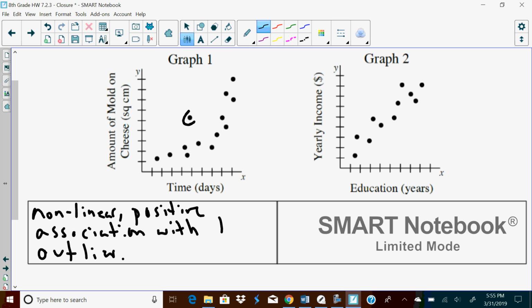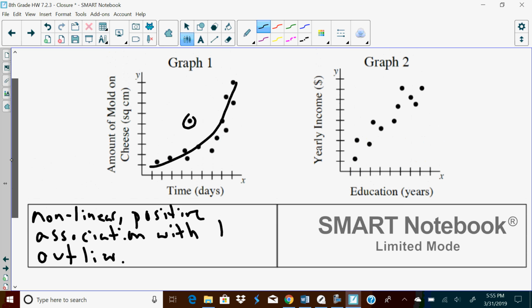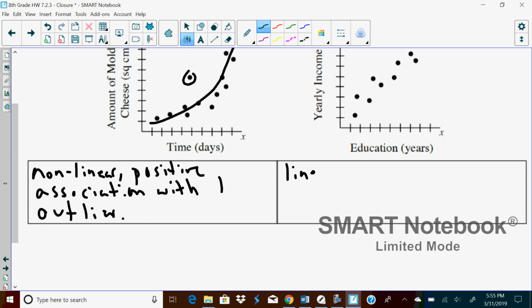So the outlier is right here. So it's going up and it's curving. Graph 2 has no outliers and it's linear and positive. So it is a linear positive association with no outliers.